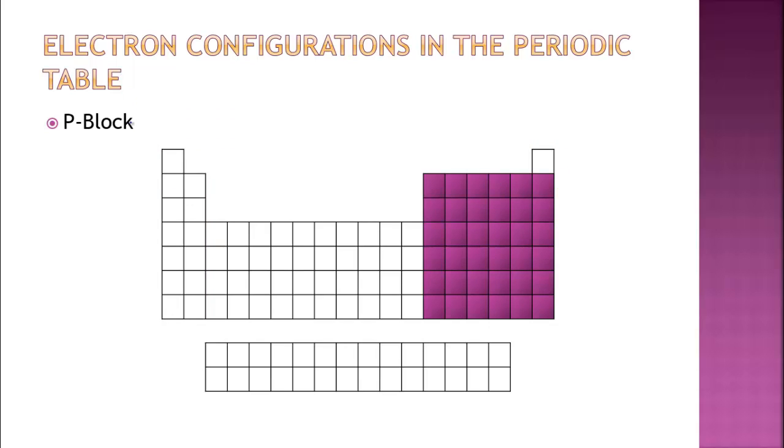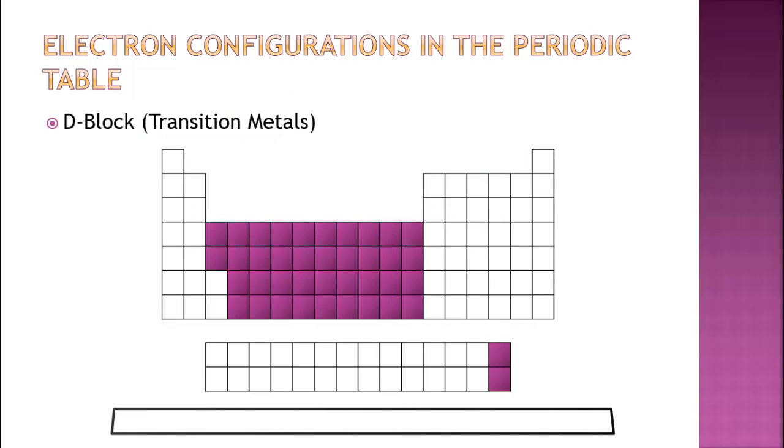Then we have the P block. Well, the P block has 3 orbitals, so it holds 6 electrons. So here we have 1, 2, 3, 4, 5, 6. So we have a block here that is 6 electrons long. So we call it the P block. Then we have the D block. The D block is made up of these transition metals. D block can hold 10 electrons. So our D block is 10 long.